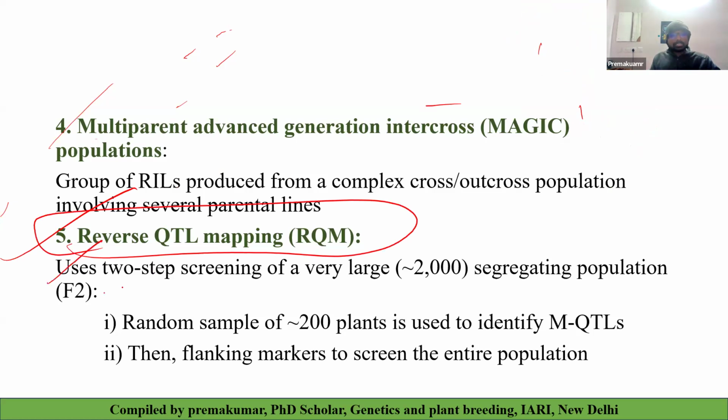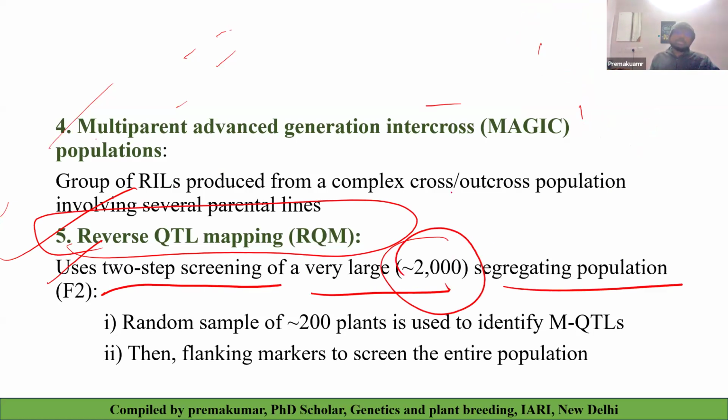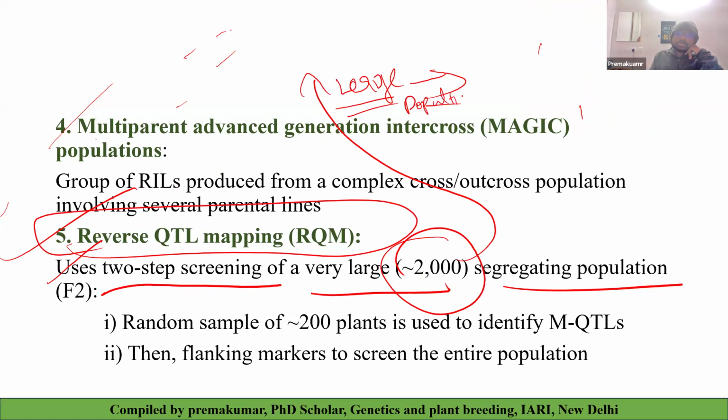It's a two-step screening of a very large population, like 2000 segregating individuals. Why are you going for a very large population? I have told you so many times. The reason for growing a large population is higher recombination, which gives higher resolution. That means you can identify the individuals which are all recombinants.